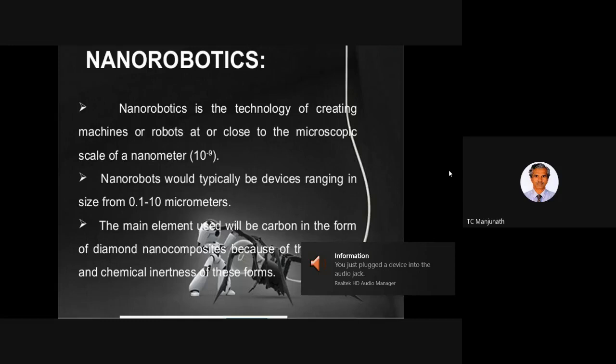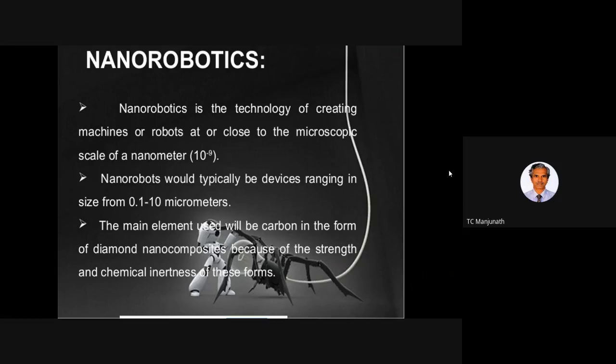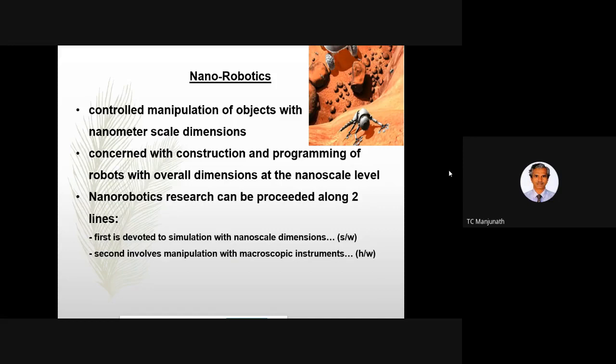So what is nanorobotics? Nanorobotics is the technology of creating machines or robots close to the microscopic scale, or at the nanometer level, 10 to the power of minus 9. Nanorobots could typically be devices ranging from 0.1 to 10 micrometers. The main element used is carbon, as I already told you, not silicon and germanium. It will be carbon in the form of diamond nanocomposites, because of the strength of its chemical bonding, the properties are excellent compared to germanium and silicon, right? Controlled manipulation of objects is there at the nanometer scale dimension. It is concerned with the construction and programming of robots with overall dimensions at the nanoscopic level.